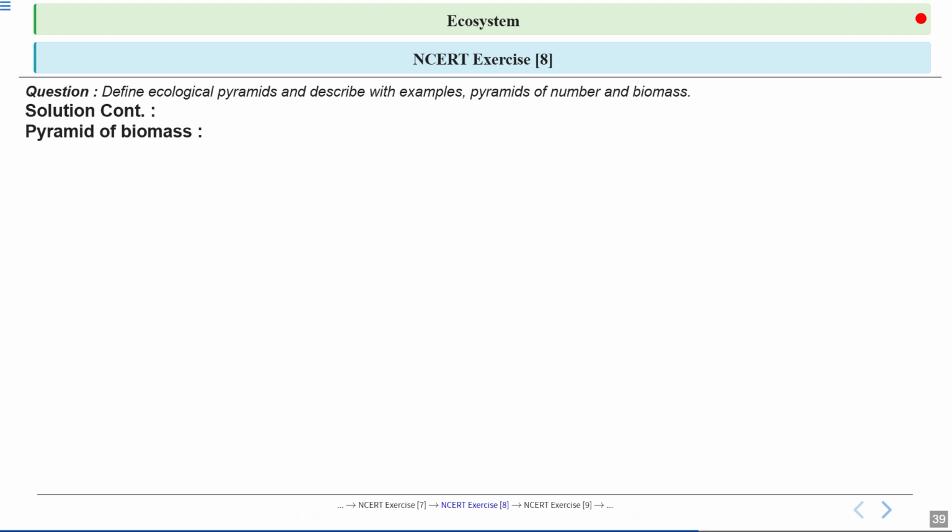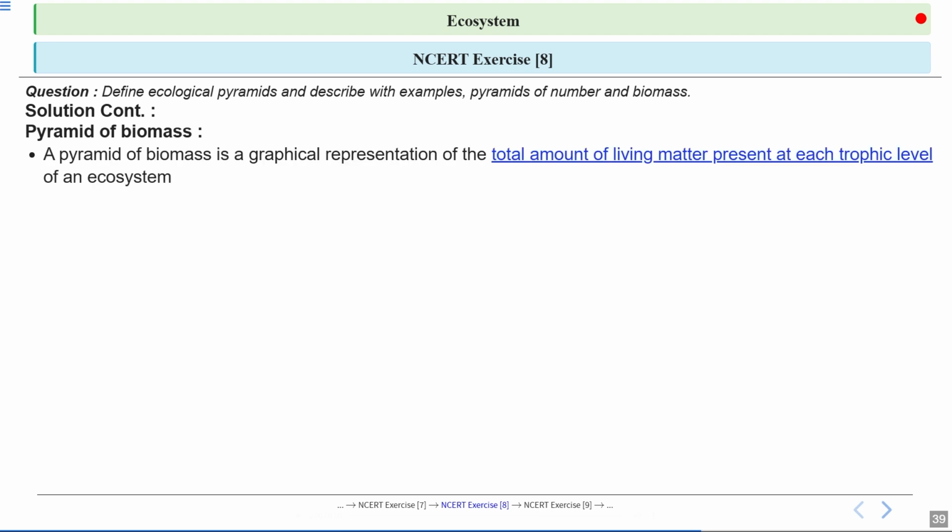Let's talk about pyramid of biomass. So pyramid of biomass shows the total living weight of the organisms at each level of a food chain in the ecosystem. And this type of pyramid of biomass could be either upright or inverted, depending on the total number of organisms that reflects into the biomass present at each trophic level.